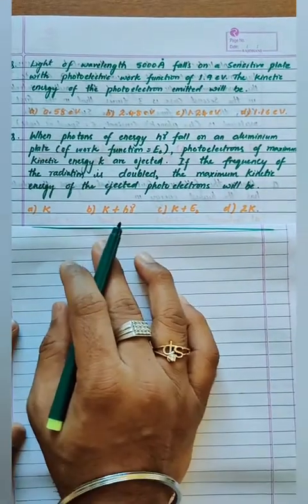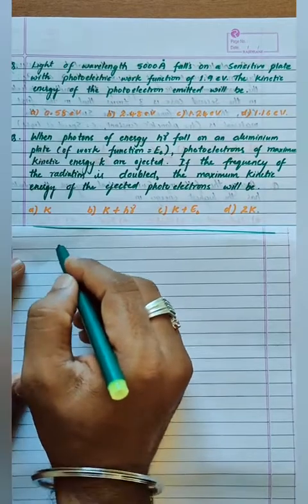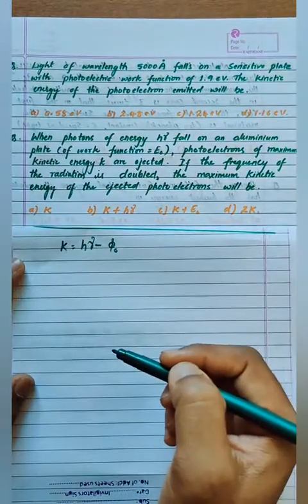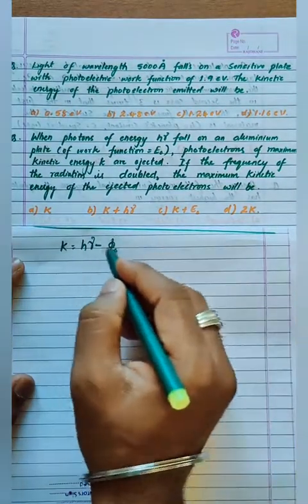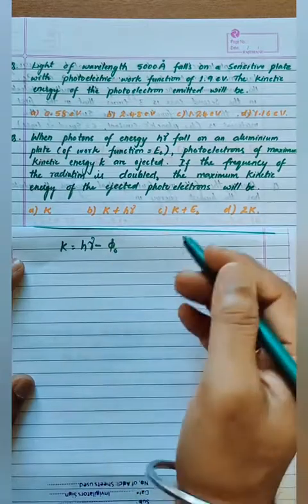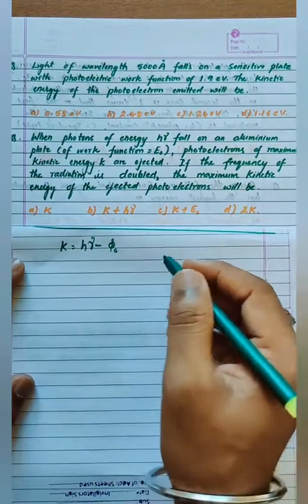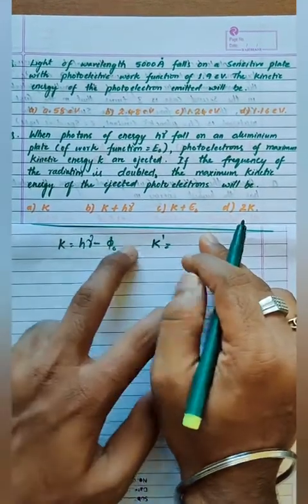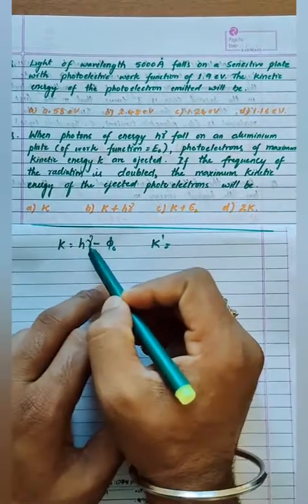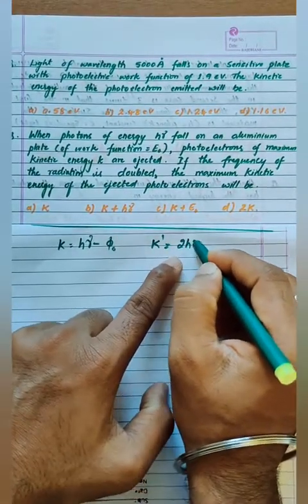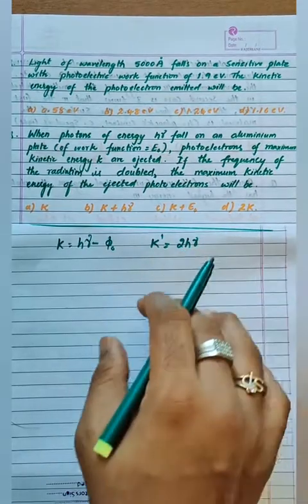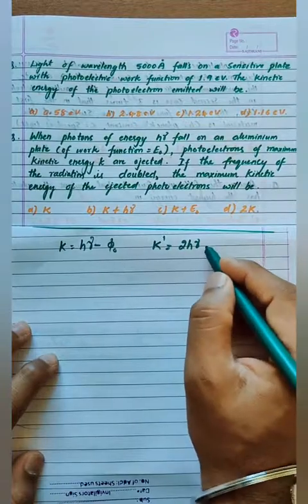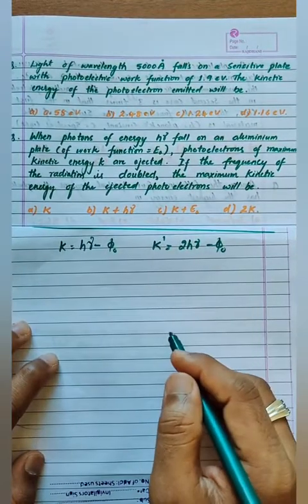Again we'll go to the kinetic energy formula. K is equal to h nu minus phi naught is the standard formula we know, right? And this is for the first case. Now if the frequency is doubled, the new kinetic energy K dash is equal to, frequency doubled means 2 times frequency, so I'm writing 2 h nu minus phi naught as it is.